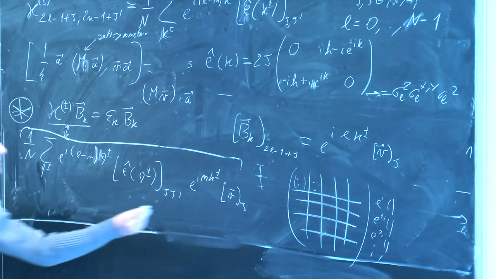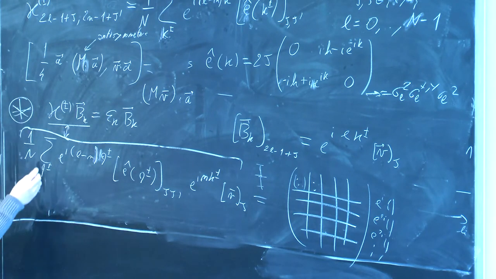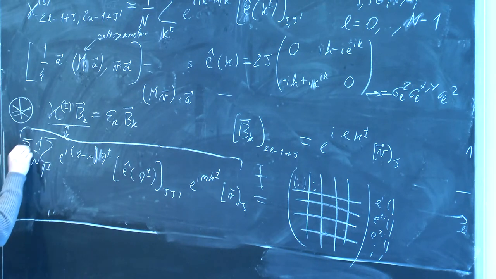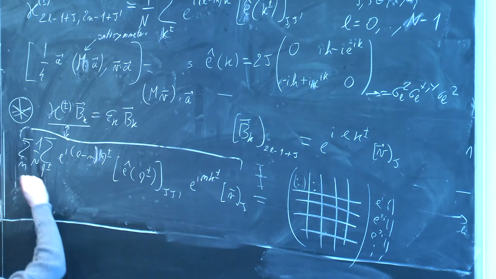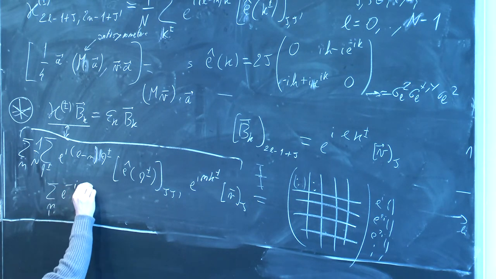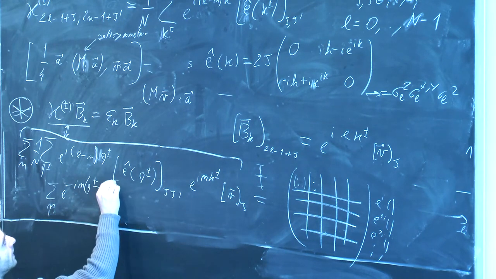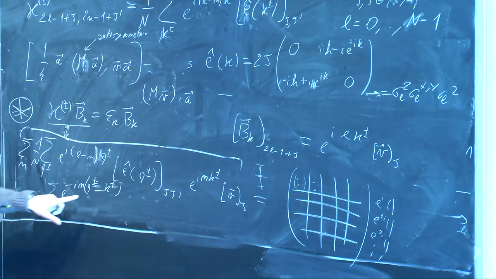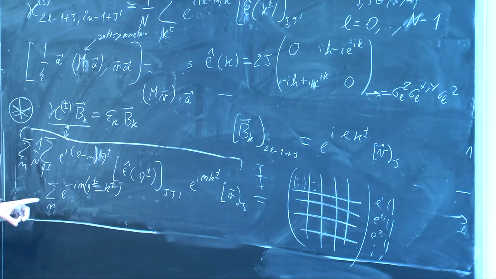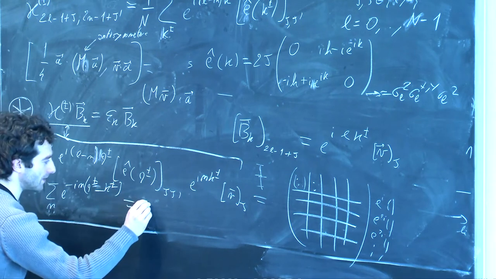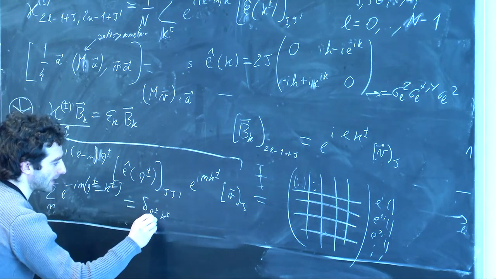What happens when you apply this to this vector? You have to sum over n, because it's a multiplication of matrix times vector. When we sum over n, we have the sum over n of e to the minus i n q plus minus. Now you remember q plus minus are given by 2 pi j over capital N. So, as a matter of fact, you find that independently of plus and minus, the sum is just equal to the delta of q plus minus, k plus minus, times n.